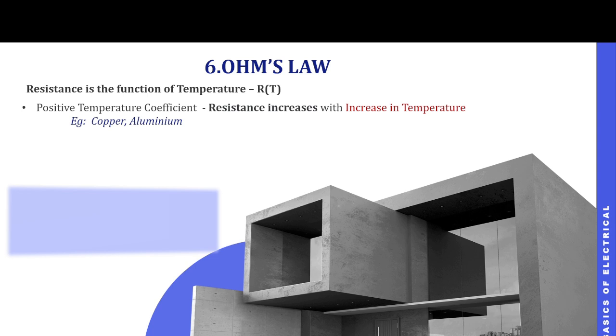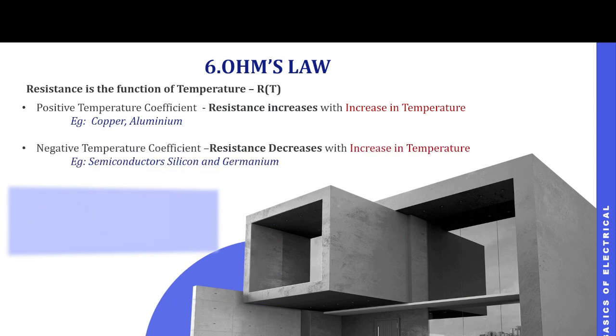materials come under positive temperature coefficient. Then the next one, negative temperature coefficient. Normally semiconductors such as silicon and germanium, when the temperature increases, resistance will decrease and vice versa. So we cannot directly implement the increase or decrease in temperature and how the resistance values change directly in the equation. That is a separate research.